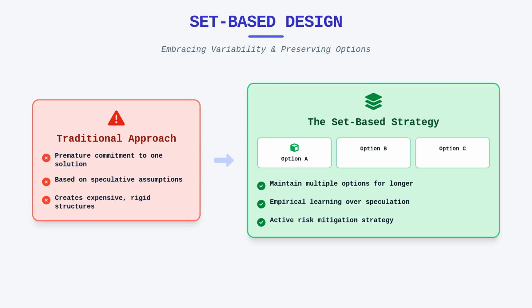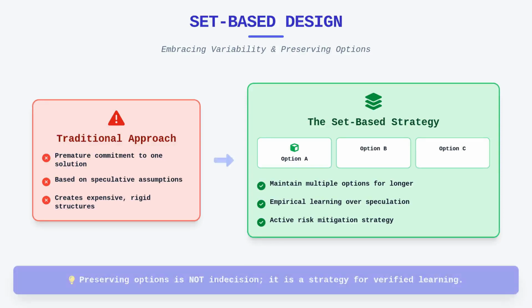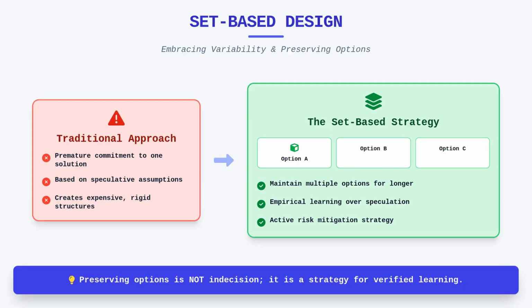This empirical approach acknowledges that the initial requirements are often based on assumptions that may prove false as development progresses. When you limit your options prematurely, you create a rigid structure that is expensive to change later. Preserving options is not about indecision. It is an active strategy to mitigate risk and ensure that the final product is built upon verified learning rather than mere speculation.